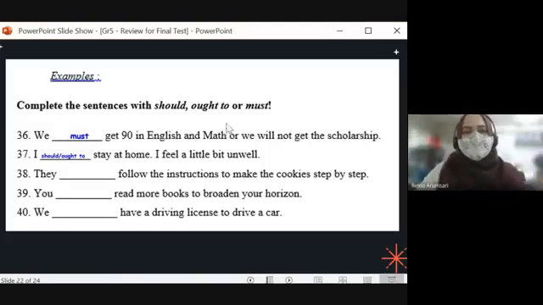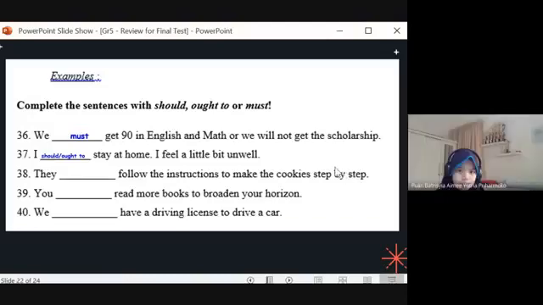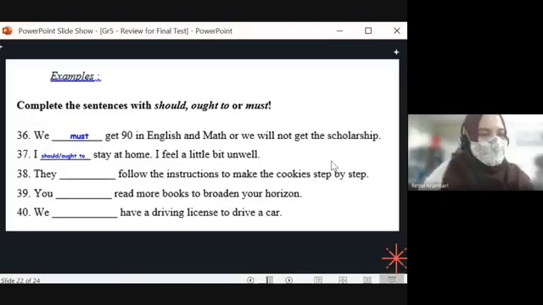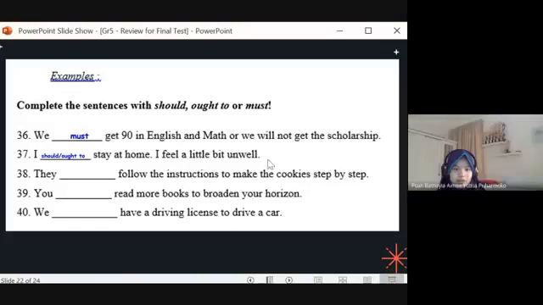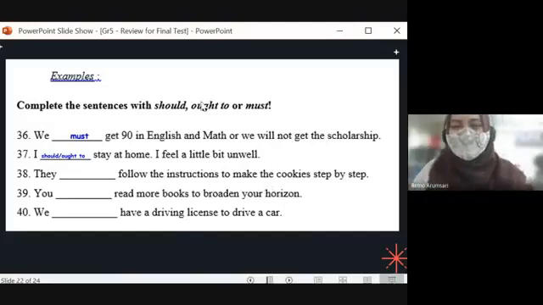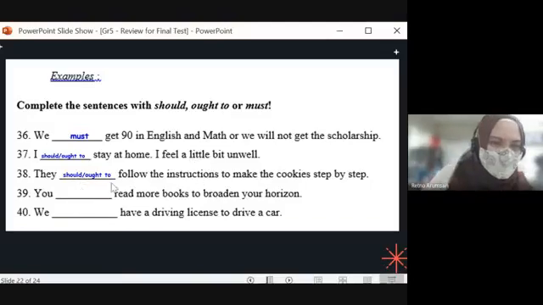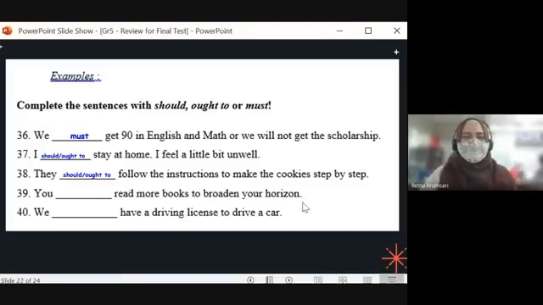Right. Number 38. They blah blah blah follow the instructions to make the cookie step by step. Must. Yes. If you don't follow the steps, what will happen? The cookies will be yucky. Yeah. But why is it should or ought to? Because I don't think it is important to follow the instructions. I can make my own. Okay.